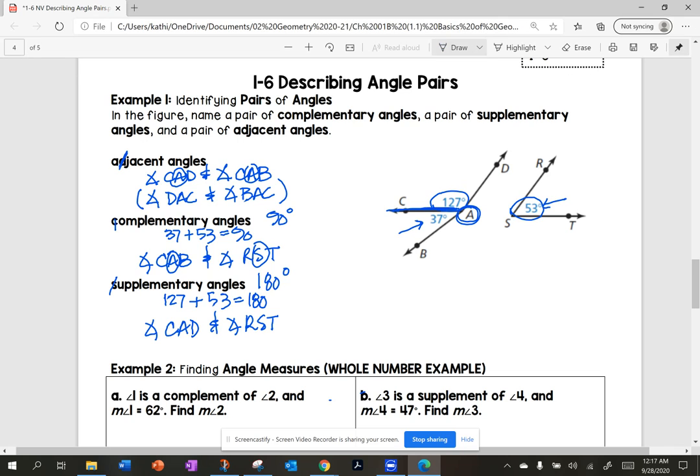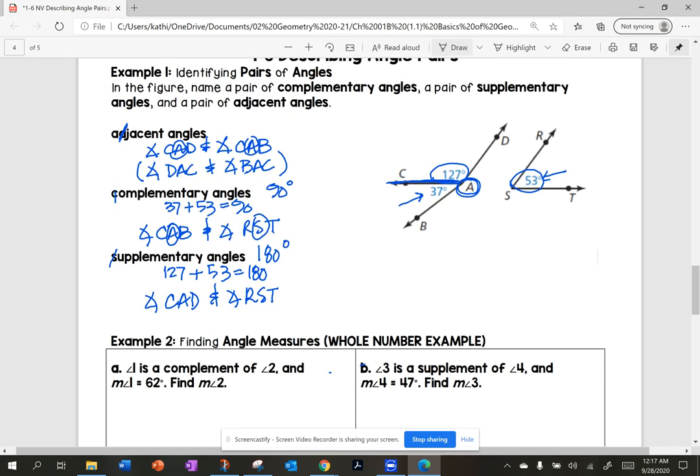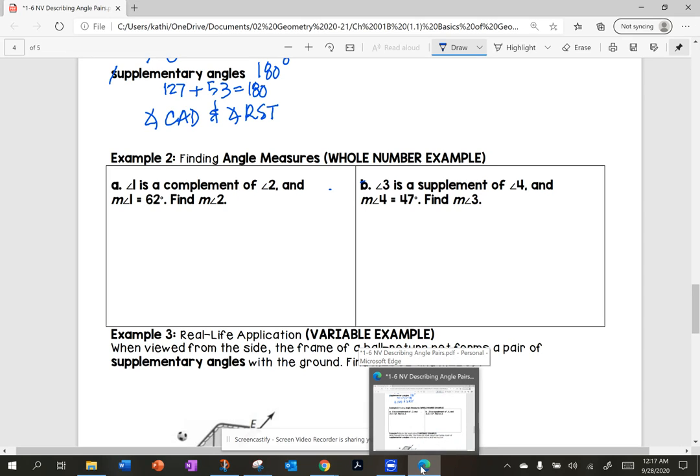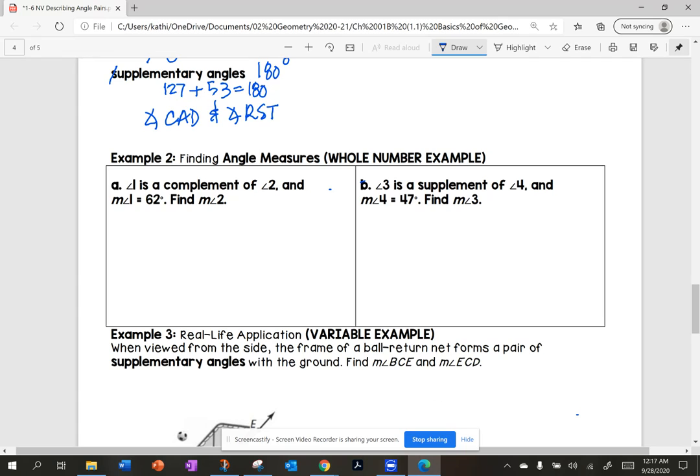All right, so let's apply the next set of definitions, complementary and supplementary angles. Okay, angle 1 is the complement of angle 2, and measure of angle 1 is 62 degrees. Find the measure of angle 2. Okay, so I have the vocabulary word complement. So I know complement means my total is 90. So what does that look like?